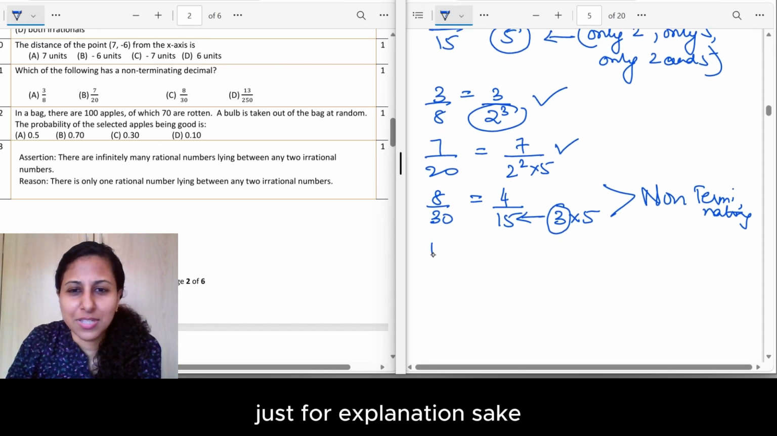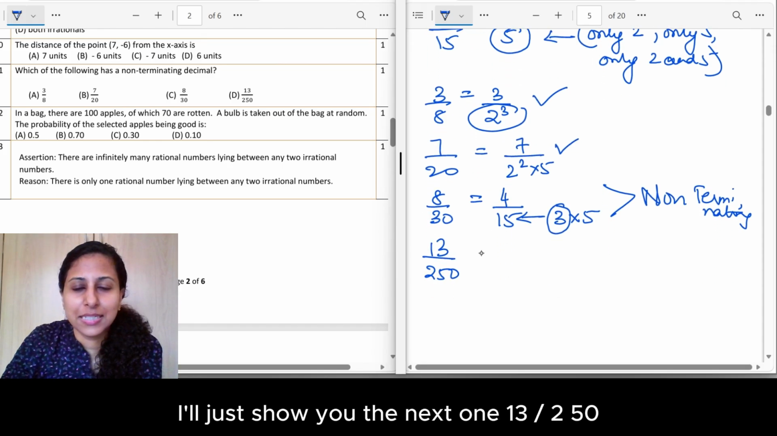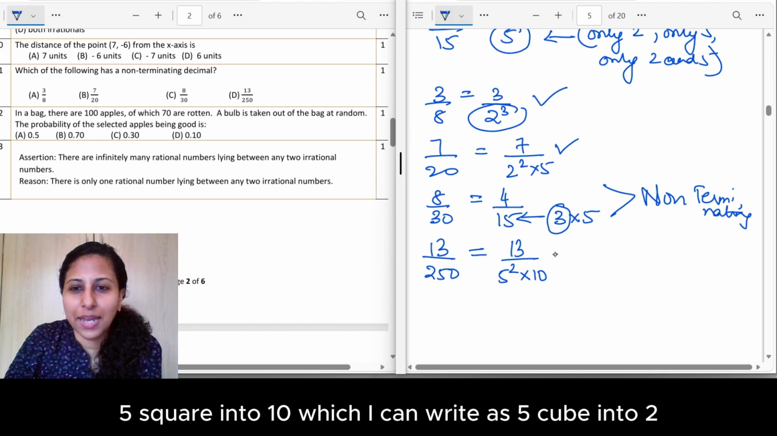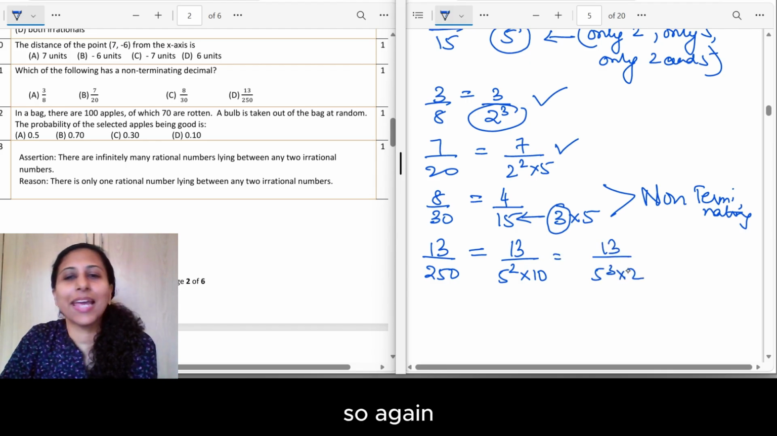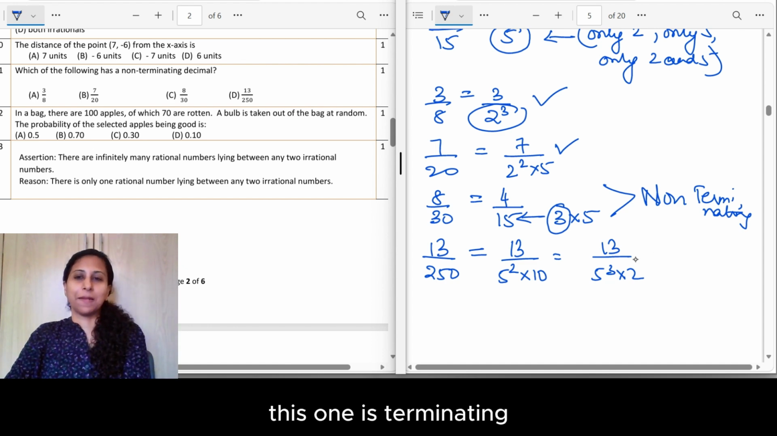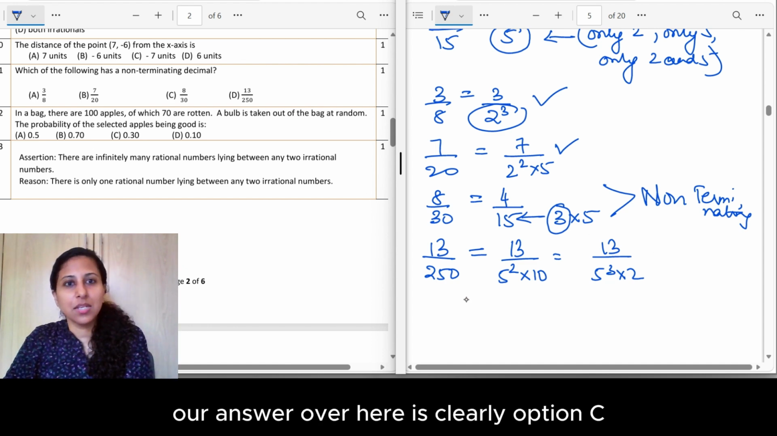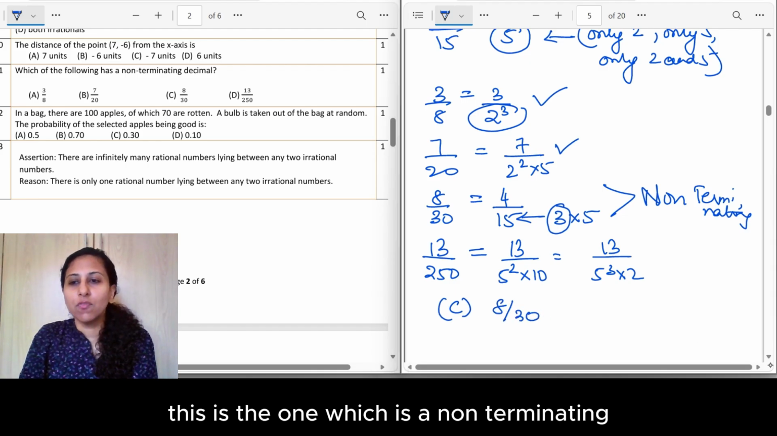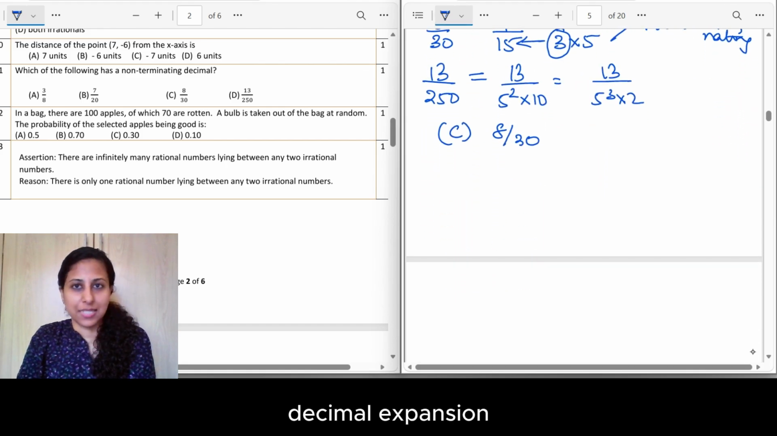Just for explanation's sake, I'll just show you the next one. 13 divided by 250. This is 25 into 10, 5 square into 10, which I can write as 5 cube into 2. So again, only 2 or 5 as the prime factors for the denominator. This one is terminating. Our answer over here is clearly option C, which is 8 by 30. This is the one which is a non-terminating decimal expansion.